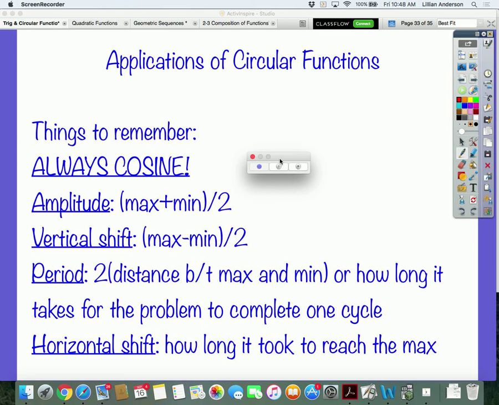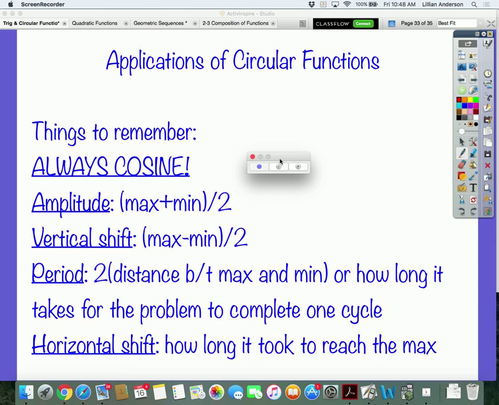Lastly, your horizontal shift is how long it takes the graph to reach its maximum height. That's why we always use cosine. It's easier to figure out the horizontal distance to your maximum height, and we all know that cosine starts at 0, 1 on a normal graph, so finding the maximum is the easiest way to do it.